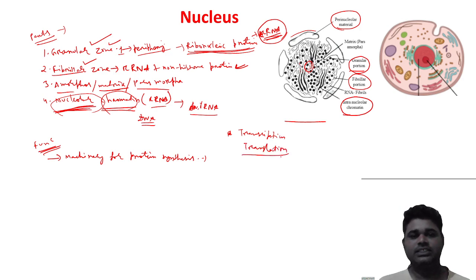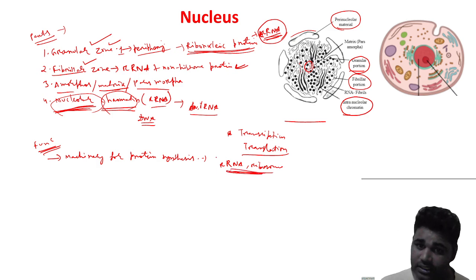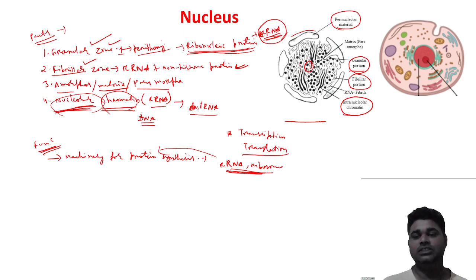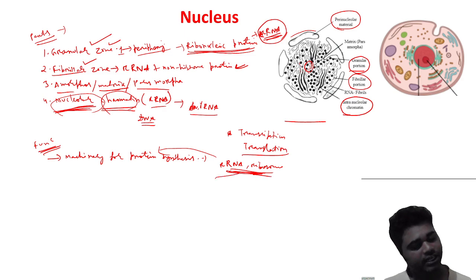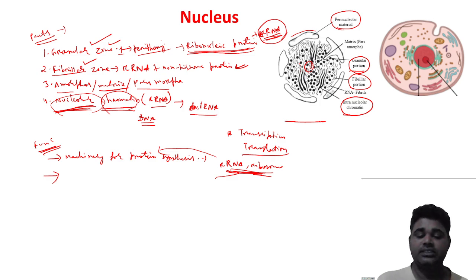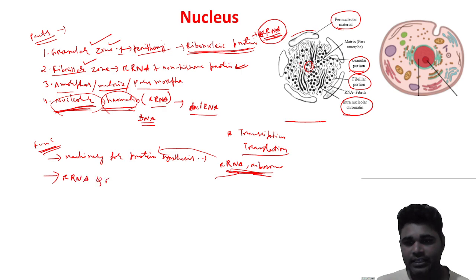So during transcription and translation, rRNA or the ribosome is required, and this rRNA and the ribosome are actually formed in the nucleolus region. So that's why it helps in providing the machinery for protein synthesis. Which machinery? That is the rRNA and the ribosome. The second main function is that it simply synthesizes rRNA and ribosomes.